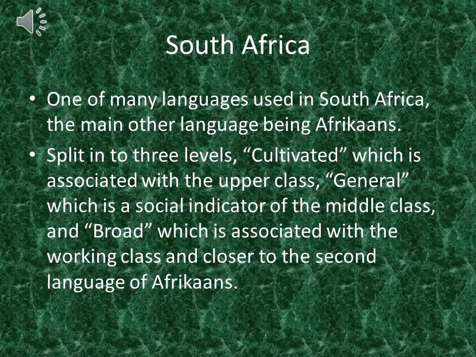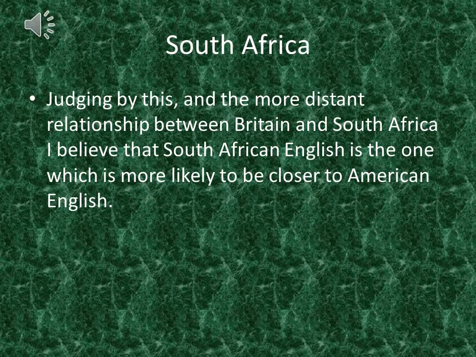The English used in South Africa is split into three levels: cultivated English, which is associated with the upper class, general English, which is a social indicator of the middle class, and broad English, which is associated with the working class and is closer to the second language of Afrikaans. After looking at the background of English in these three countries, I believe South African English to be the most likely to be closer to American English.